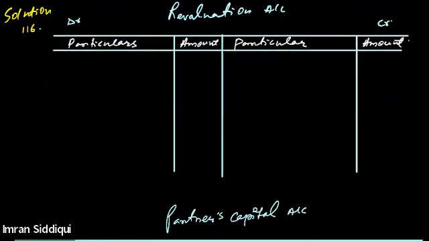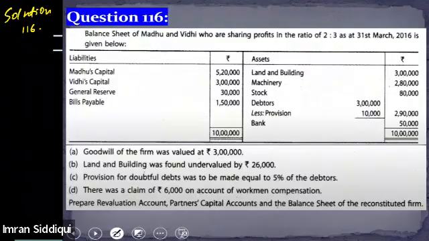All right. First of all, let's talk about the formation of the revaluation account. Let's find out the items which will be affecting the revaluation account of the firm. The first thing given in the question, look into the adjustment items. Goodwill of the firm was valued at 3 lakhs. So goodwill is not going to affect the revaluation account. So we will skip adjustment A for the time being.